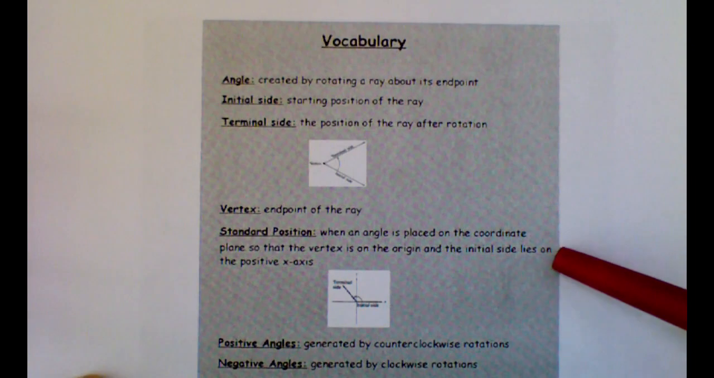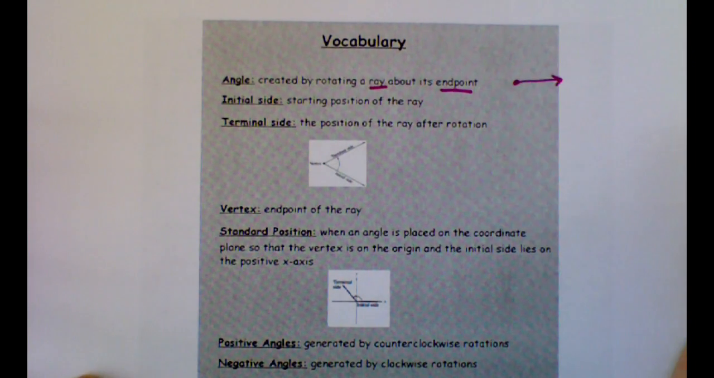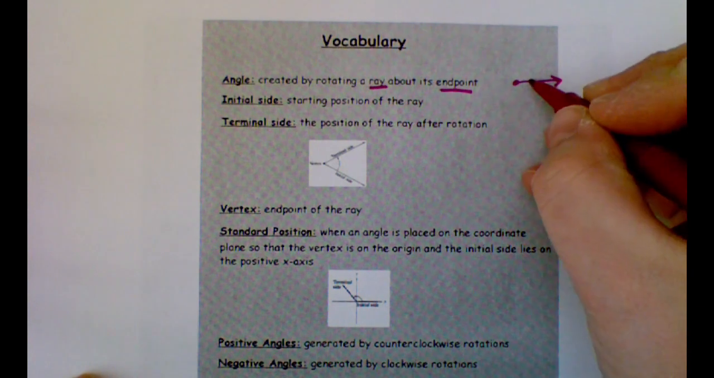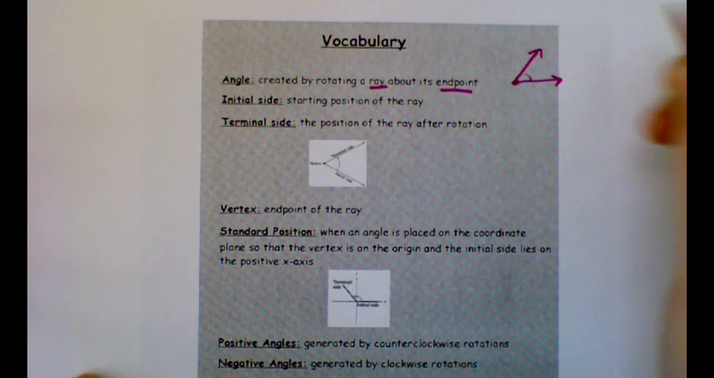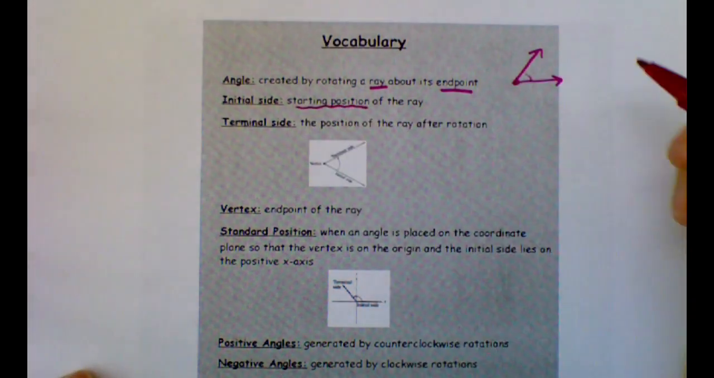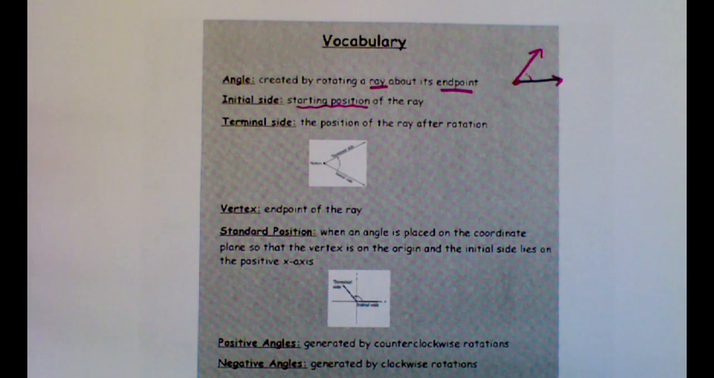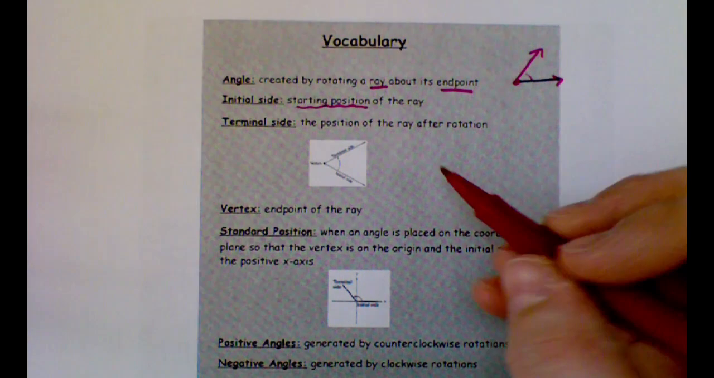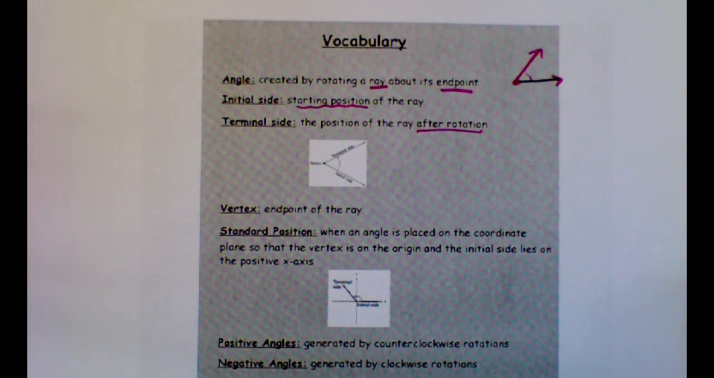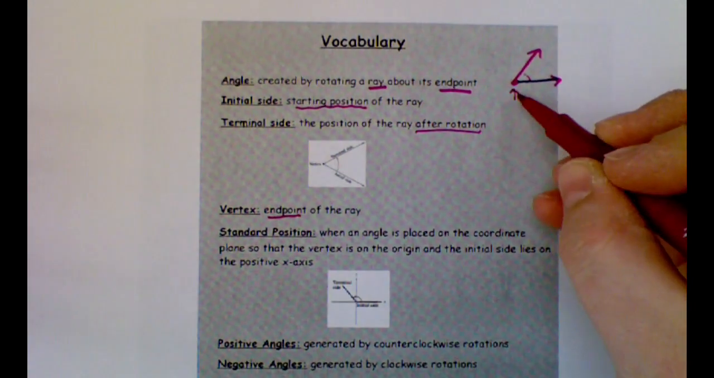All right, an angle is created by rotating a ray about its endpoint. So, rotating a ray about its endpoint. A ray, remember, has an endpoint and goes forever in one direction. If I just rotate it a little, boom, now I've formed an angle. The initial side is the starting position of that ray. So in this picture I just drew, the initial side would have been this starting side that I started with. The terminal side is the position of the ray after rotation. So that is that ending side there. The vertex is the end point of the ray. So right there is our vertex.